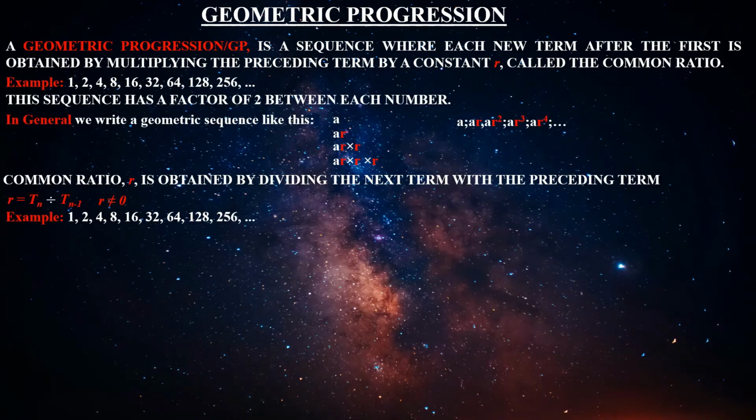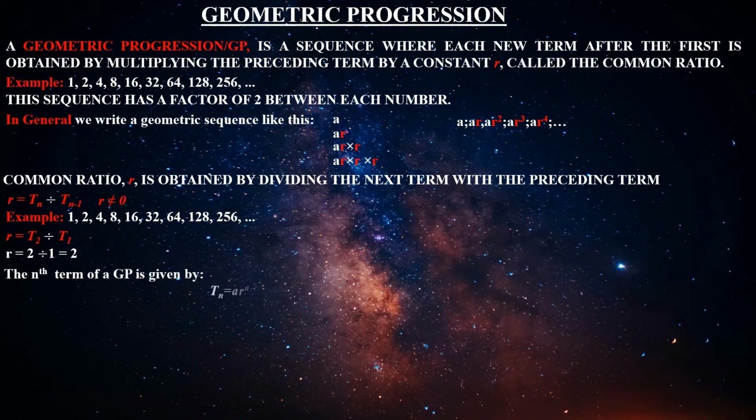So we have 1, 2, 4, 8, 16, 32, 128. Now to find the common ratio, we're going to say T2 divided by T1. You can say T5 divided by T4, choose what you want, but I'm going to say T2 divided by T1, which is 2 divided by 1, and it's going to be 2. That's going to be the common ratio.